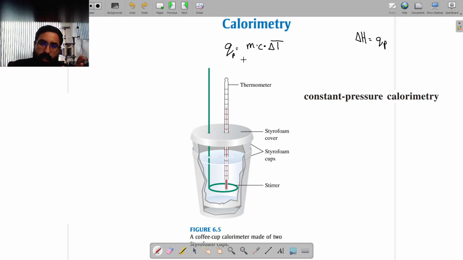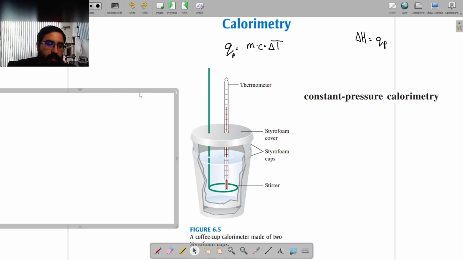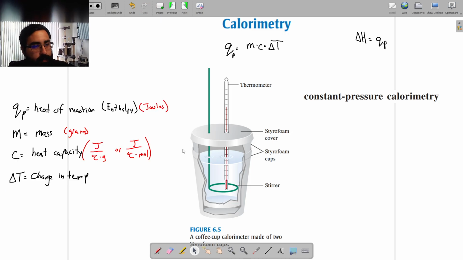The formula used in calorimetry is heat is equal to the mass times something called the specific heat times the change in temperature. I'm going to show you these units off to the side. Q is the heat of the reaction, aka enthalpy, our delta H, and we measure that in joules. The mass is in grams. It's the mass of the substance, or the mass of the solution, that we're studying.